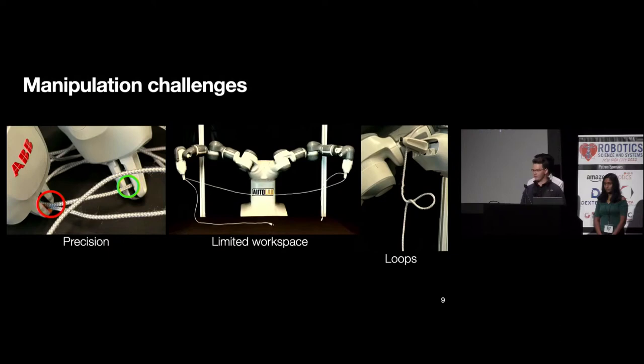There's also a host of challenging manipulation problems. There's a high degree of precision required for this task, where the difference between a successful grasp and a failed grasp can be on the order of millimeters. In addition, the workspace of the robot is extremely limited compared to the size of the object, and because of the stiffness of the cable, it tends to form these tricky loops which are difficult to remove and can snare the grasp.